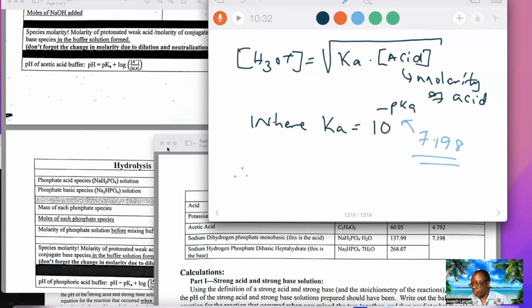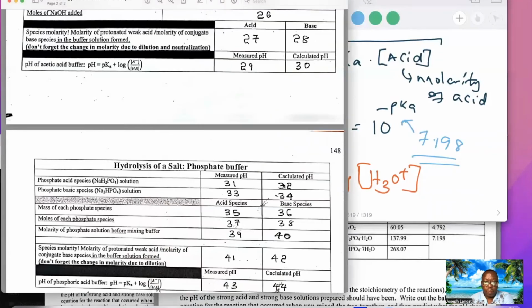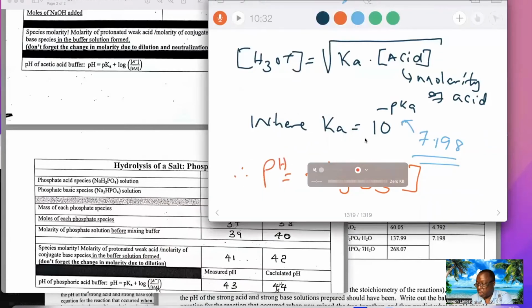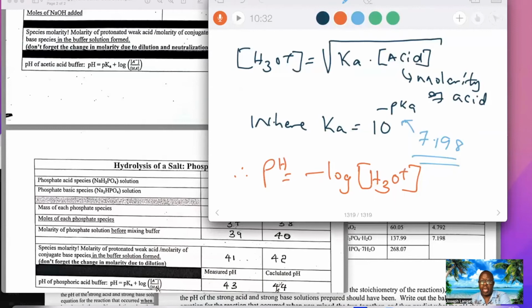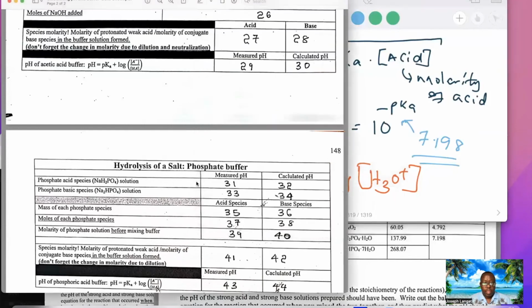Therefore, pH equals negative log of hydronium concentration. Because it is an acid, we take the negative log of hydronium to find the pH. This will give you the numerical value for 32. That's what I was doing, number 32. You have to follow this. You can replay again and again to determine the calculated pH of the solution.